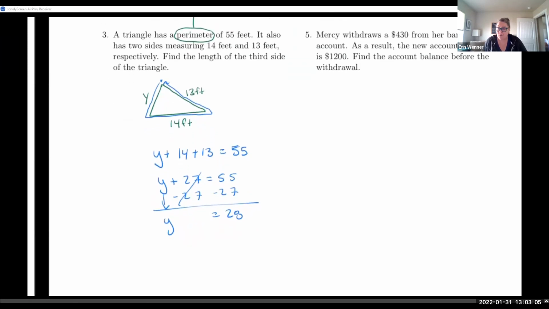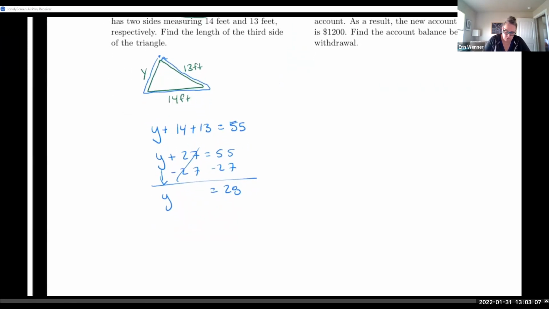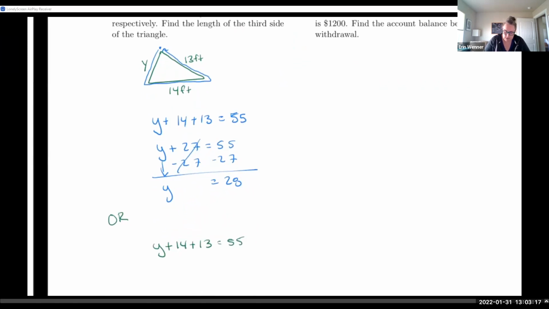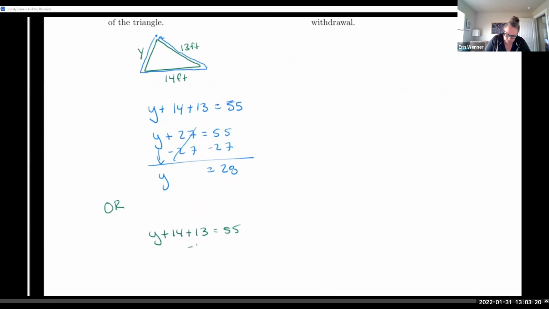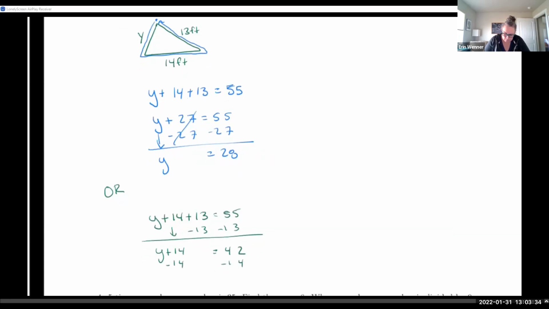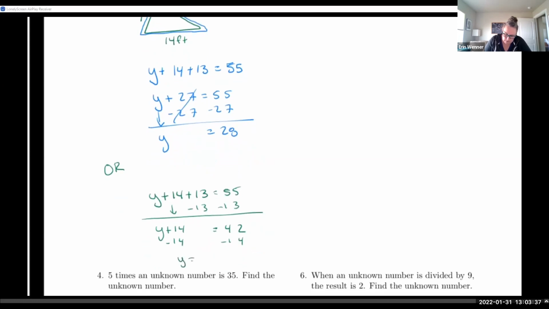You don't have to add those together first though. So if you wanted to, the alternative here is that if I have y plus 14 plus 13 equals 55, we can subtract them off each, meaning I could do minus 13 first, bringing this stuff down. So I still have y plus 14. On the right-hand side, 55 minus 13 is going to be 42. And then we can subtract 14 from both sides. And 42 minus 14.